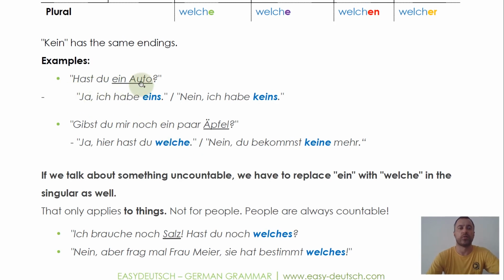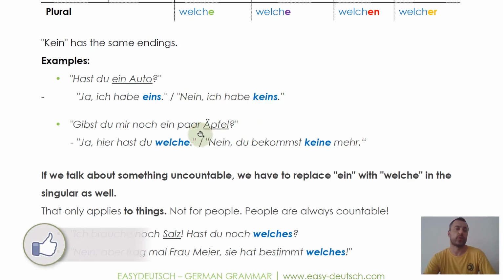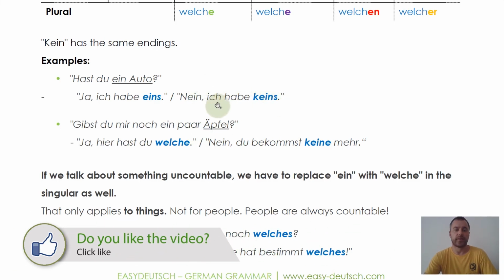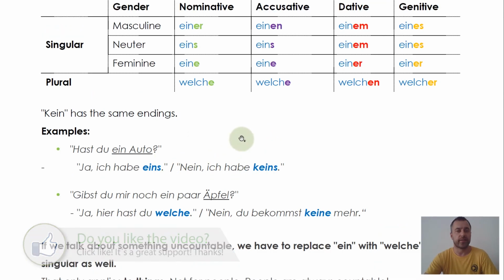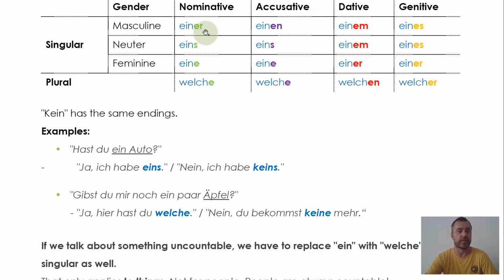Hast du ein Auto? Do you have a car? Ja, ich habe eins. Yes, I have one. Nein, ich habe keins. No, I have none. So here we could also say, obviously, yes, I have a car. Ja, ich habe ein Auto. Oder nein, ich habe kein Auto. Then it's just a regular article. But if we don't want to repeat Auto, then we simply use the indefinite article as a pronoun. And the only difference is that you actually have to use endings here, where you usually don't use endings.